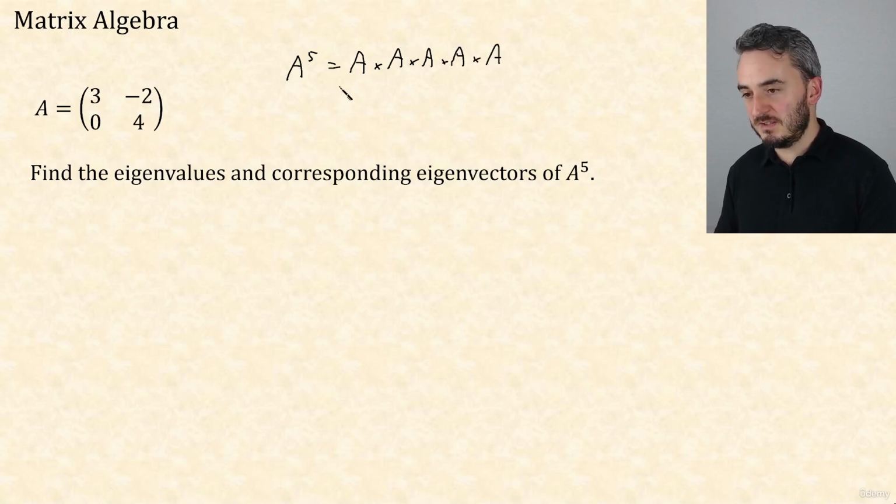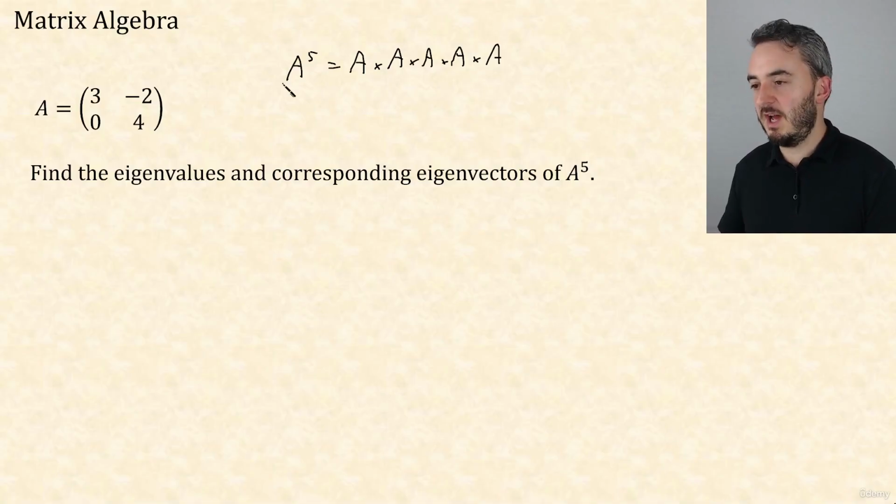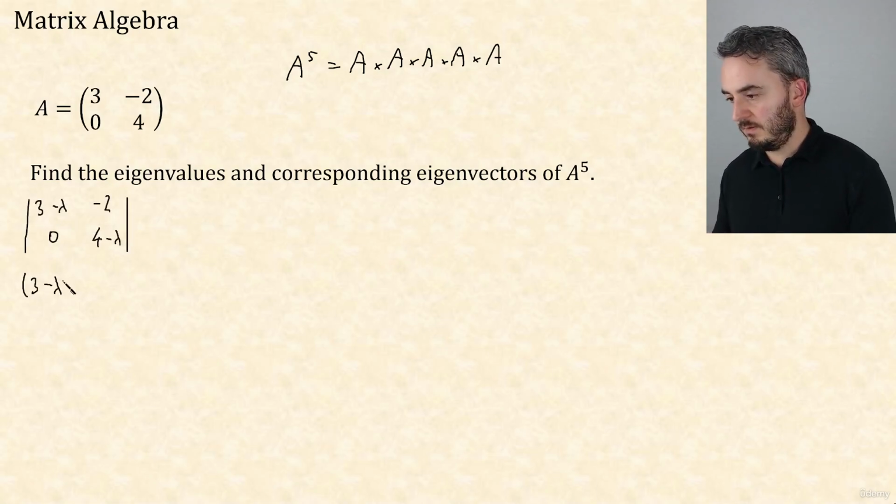Now what that means, according to our previous result, is that if we know the eigenvector of A, it has an eigenvalue, then the eigenvalue of A to the 5 will just be the eigenvalue of A raised to the power of 5, and it'll have the same eigenvector. Let's just work through that now. So let's find the eigenvalues and eigenvectors of this matrix. So that's (3 minus lambda)(4 minus lambda) minus 0, that's convenient, equals 0. So our lambda 1 is 3, and our lambda 2 is 4.